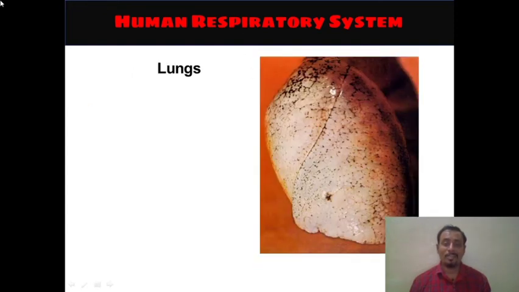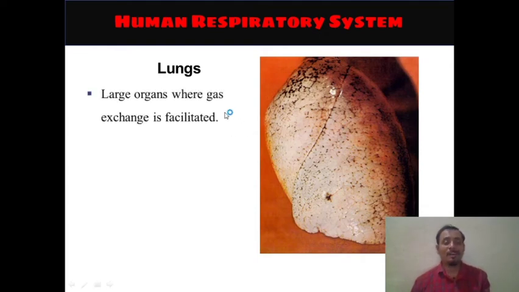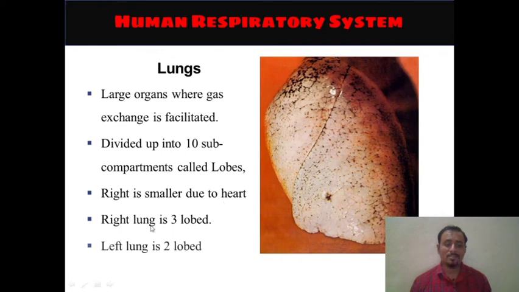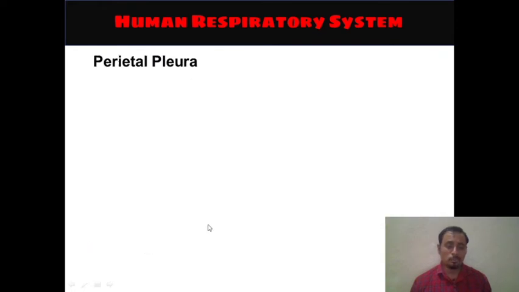Let's see about the next thing, the lungs. Lungs are appearing like this. This is the real photograph of a human lung. So let's see what the lung is. Lungs are large organs where gas exchange is facilitated, divided up into 10 subcompartments called lobes. The right one is larger, while the left is smaller due to the heart. Right lung is 3-lobed. Left lung is 2-lobed.